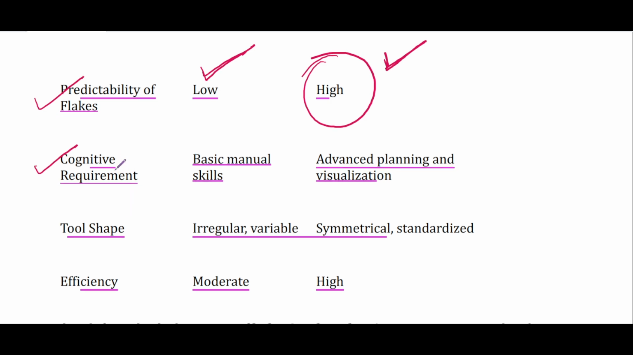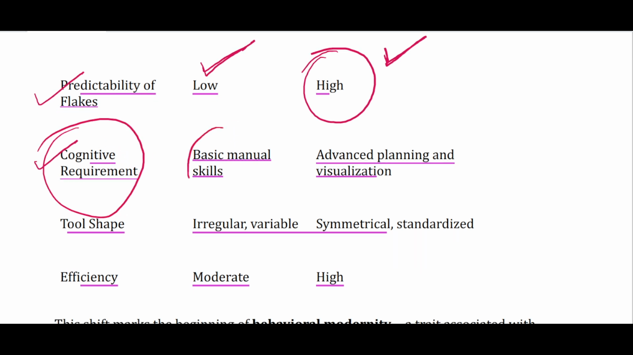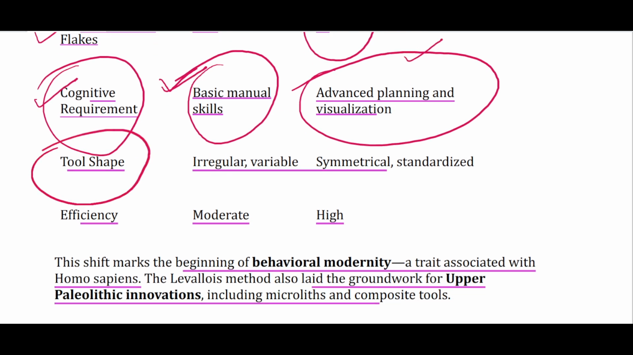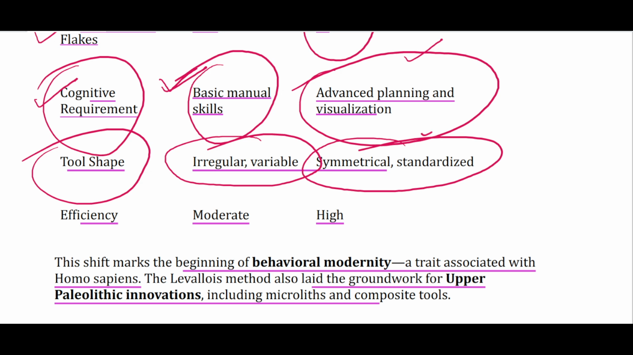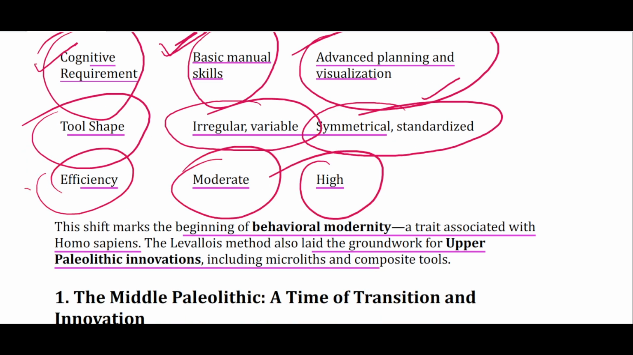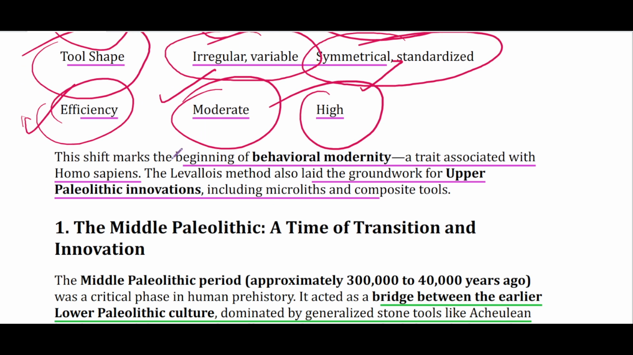in advance. Now, cognitive requirement: the basic tools required basic manual skill, whereas the Levallois technique involved advanced planning and visualization. फिर tool shape की बात करते हैं, the older tools were irregular and variable, whereas the Levallois tools were symmetrical and standardized. With efficiency, it is moderate versus high, and you can see the difference.